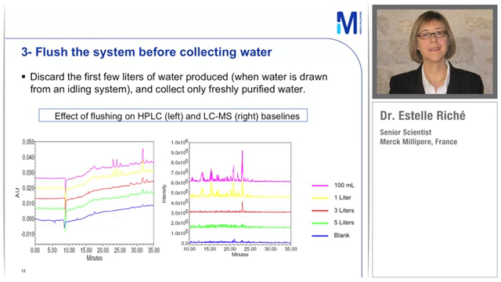So these two graphs are just to show you what happens on HPLC, for example. If you take water right away, the pink lines are after just 100 milliliters of water being disposed of. And then as you can see, when 1 liter has been discarded in yellow, then it's a little bit better. But then when 5 liters have been discarded, that's the green line, you can see that both in HPLC or in LCMS, the baselines are of much higher quality. So don't hesitate to discard a few liters of water. This is done very quickly. It takes just a minute or two, and this will really greatly improve your results.